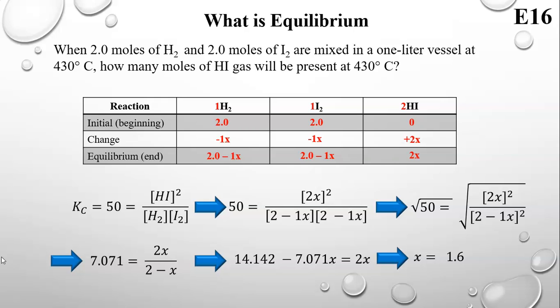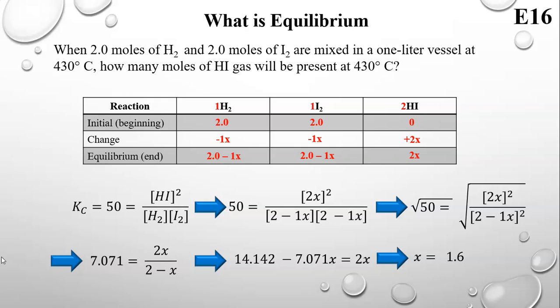So now what you do is, for those concentrations of H2, I2, and HI, you plug in your algebraic expressions in the equilibrium line. So for HI it's 2x, and then you have to square that. For H2, it's 2 minus 1x, as you see on the bottom under H2 in the equilibrium line, and it's the same for I2, it's 2 minus 1x, and that's going to equal 50. So now you can combine the 2 minus 1x times 2 minus 1x on the bottom and call that 2 minus 1x squared. So you end up having a square over a square, 2x squared over 2 minus 1x squared.